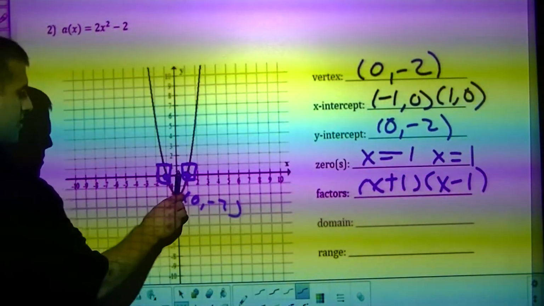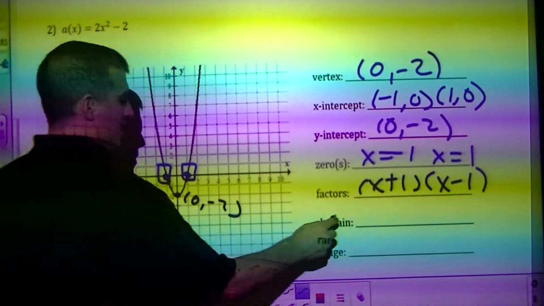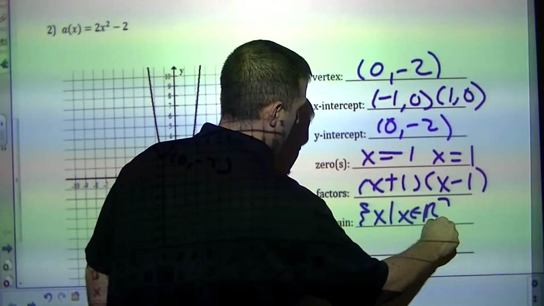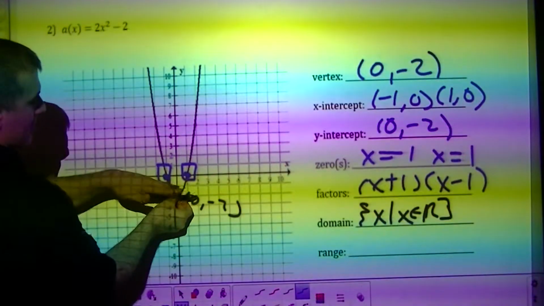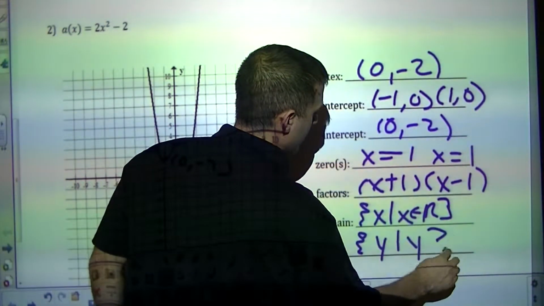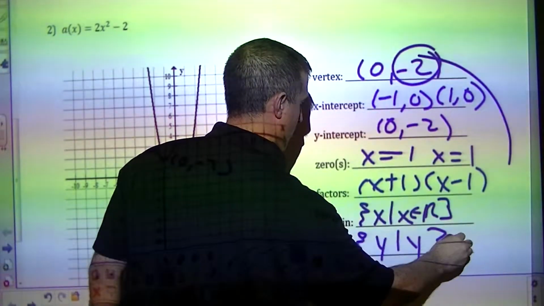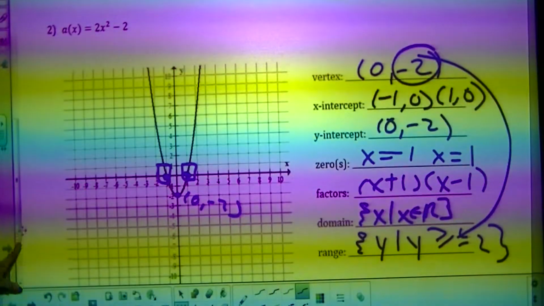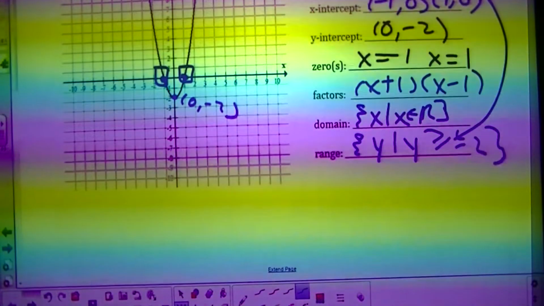The domain, if you look to the right and left, that's going to be all real numbers. Okay. The range, everything's above, so that's going to be y is greater than or equal to, I use that y coordinate, which is -2. And there's my answer for those. Okay. Going on to the next ones.